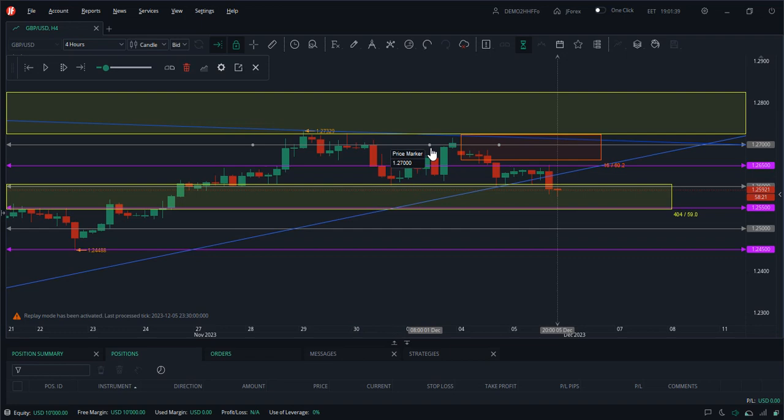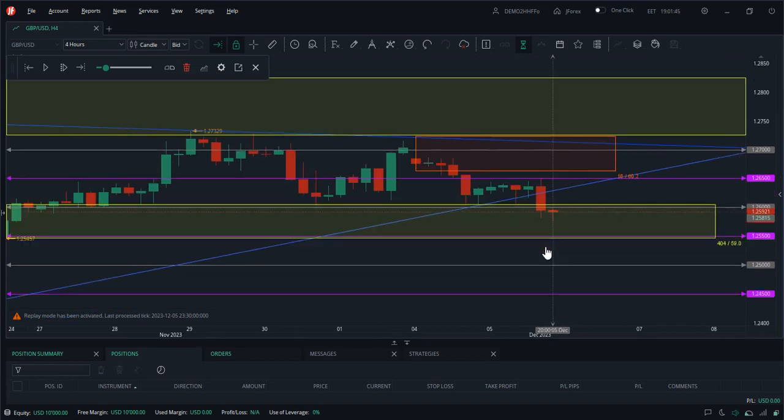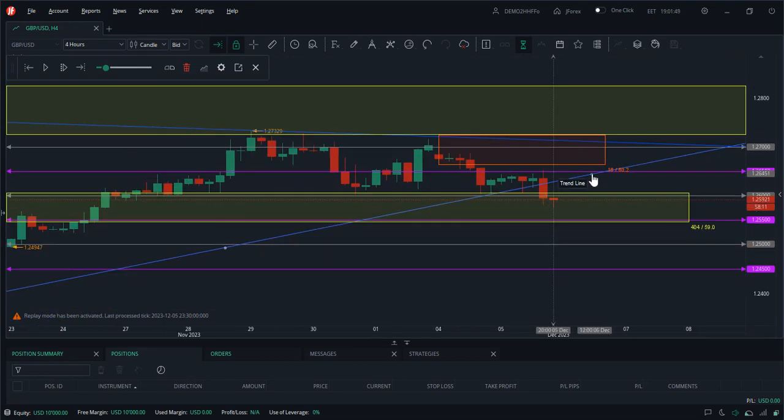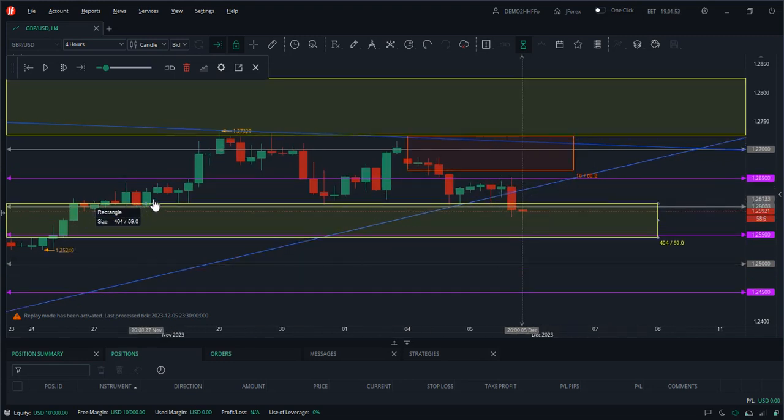This is the support zone. It rejected, came here, rejected, came here, rejected, and came back up. Now coming back to this zone, we know from the past that when the price comes to the zone, it will buy. So from this zone, we know that there's a buying opportunity here for us, right? There's a buying opportunity.